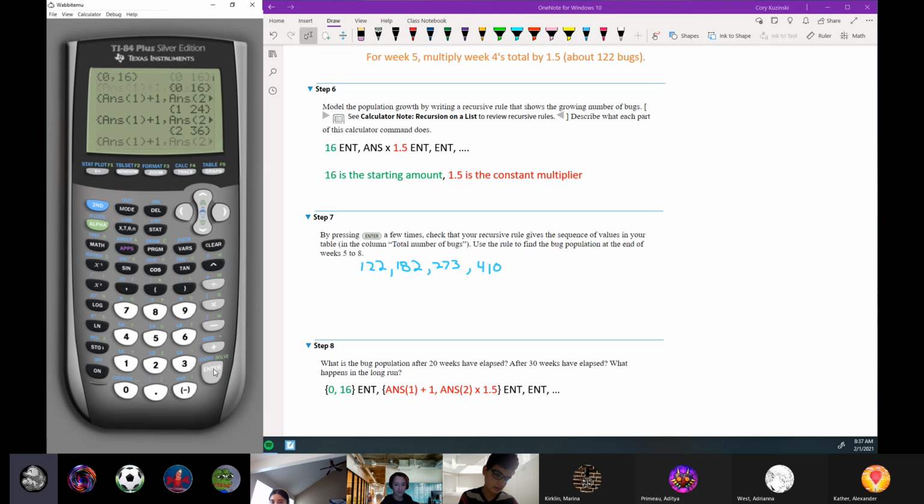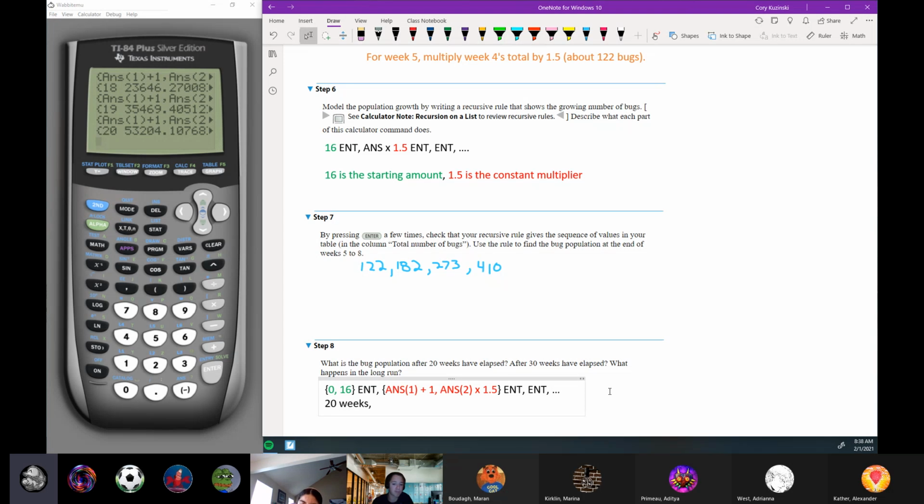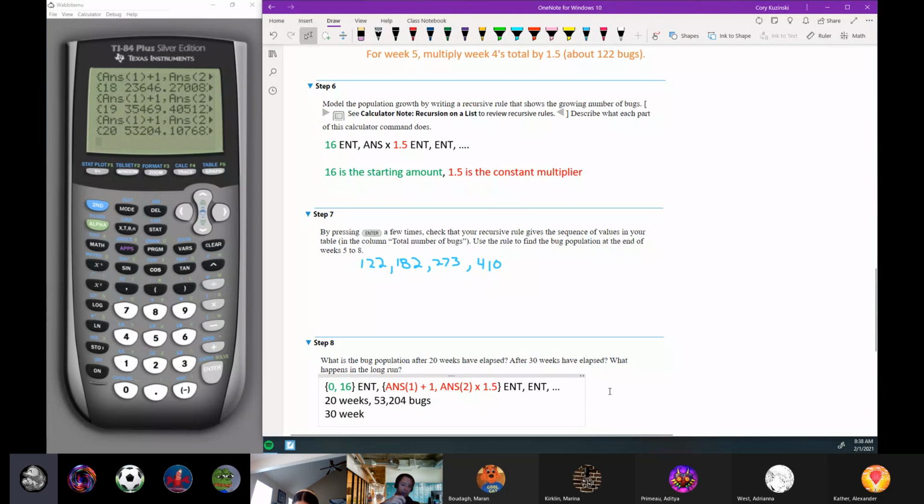2 weeks, 36. 3 weeks, I'm trying to figure out 20 weeks. See, now I don't have to count in my head and lose track because the calculator's doing all the counting for me. I want to get to week 20. There it is. Woo! 20 weeks: 53,204 bugs. 30 weeks. Let's figure it out.